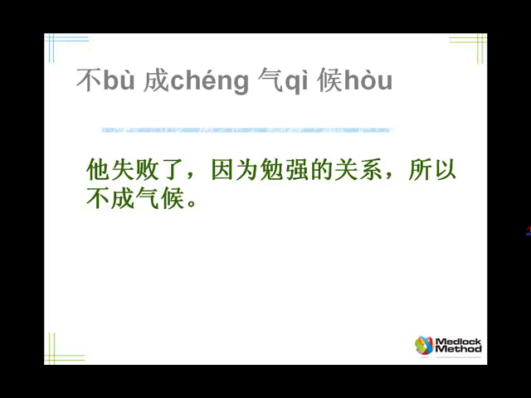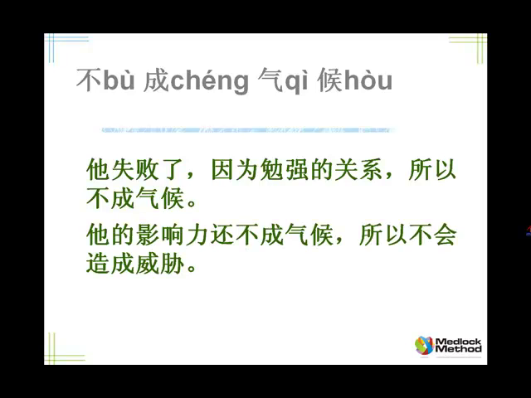Okay, he felt that it didn't work because all the things weren't in place, and so the right climate couldn't be formed. That's right. Okay. 不成气候. Another example. 它的影响力还不成气候，所以不会造成威胁。它的影响力 is influence. Okay. 力 is power of influence. 还不成气候 it's not quite, does not form quite completely. 所以 therefore, 不会 will not, 造成 is to cause or to lead to, 造成威胁 is a threat. So will not cause a threat.